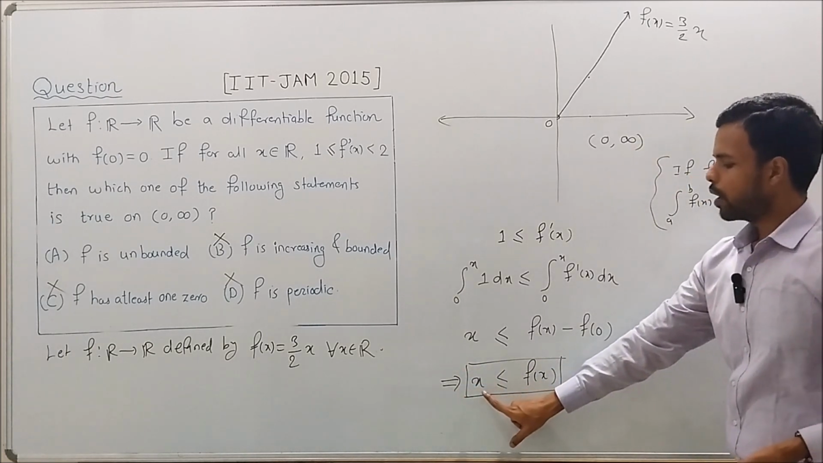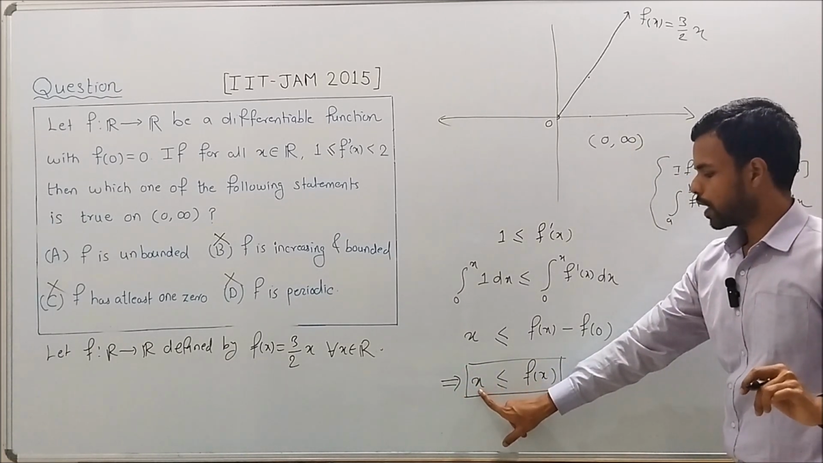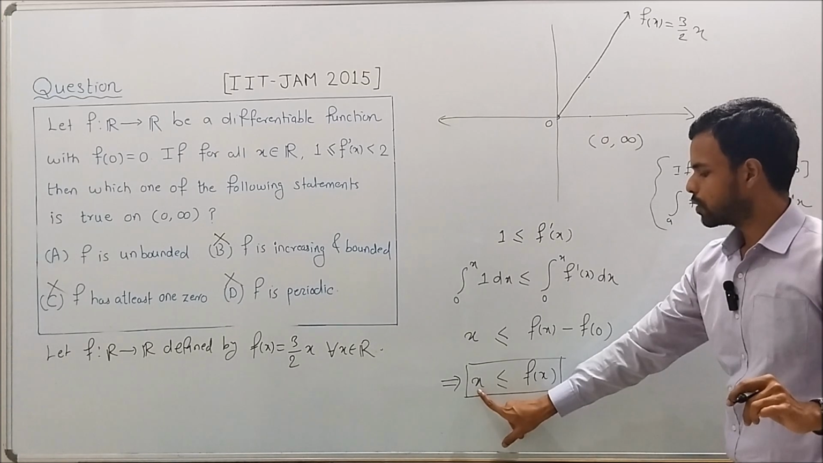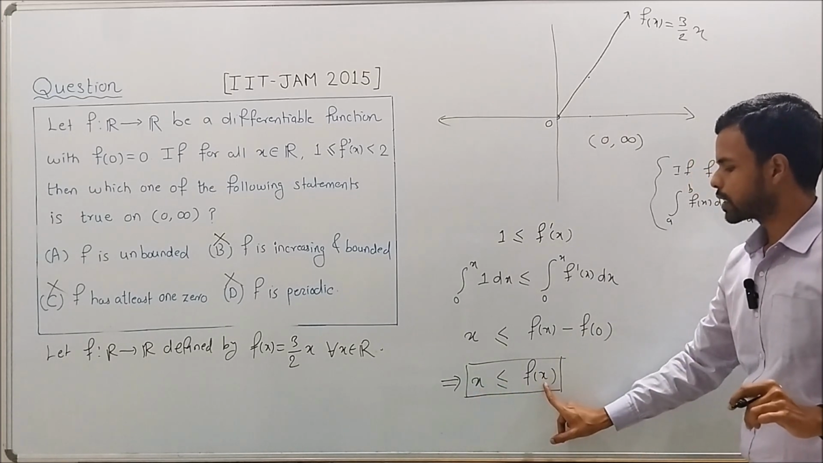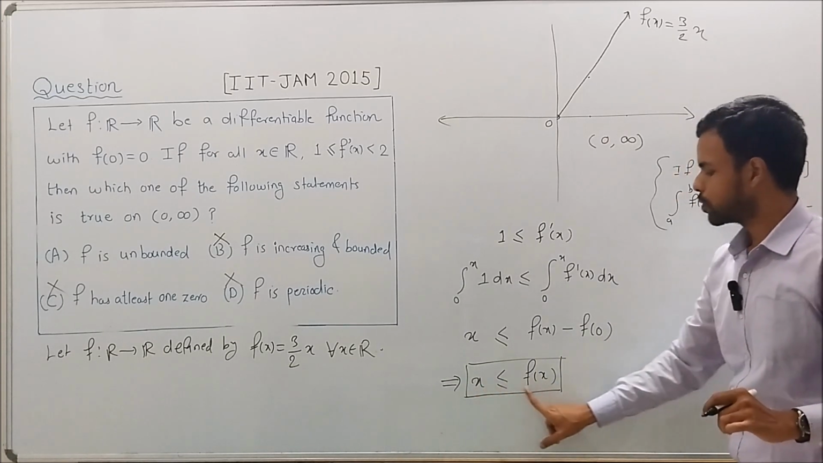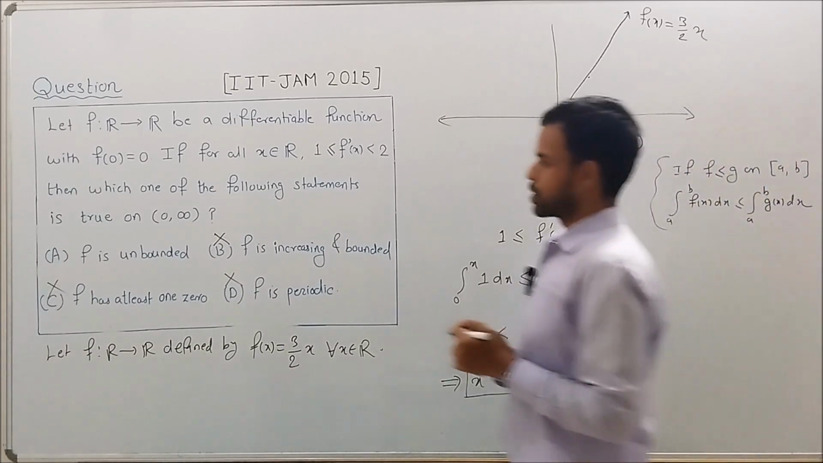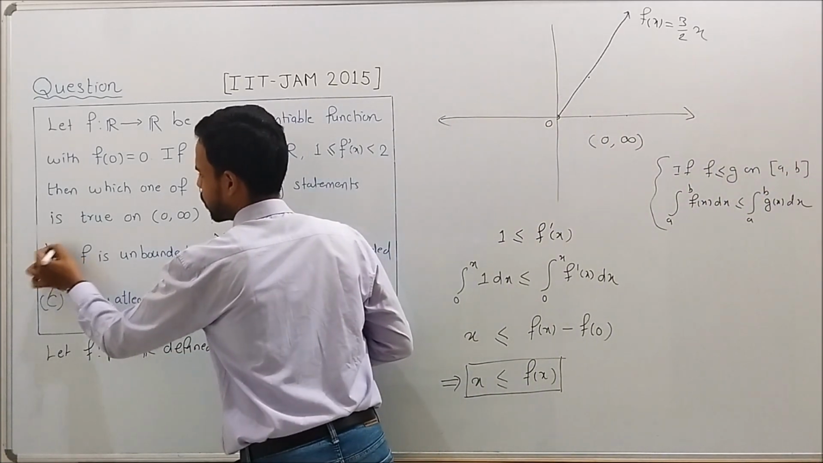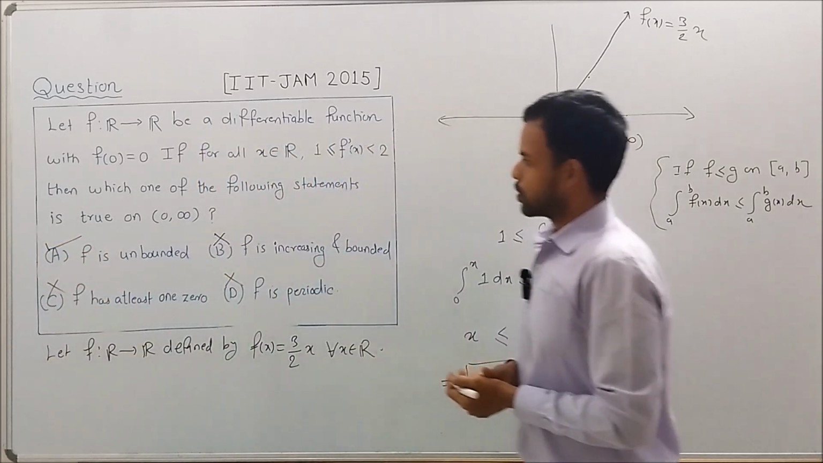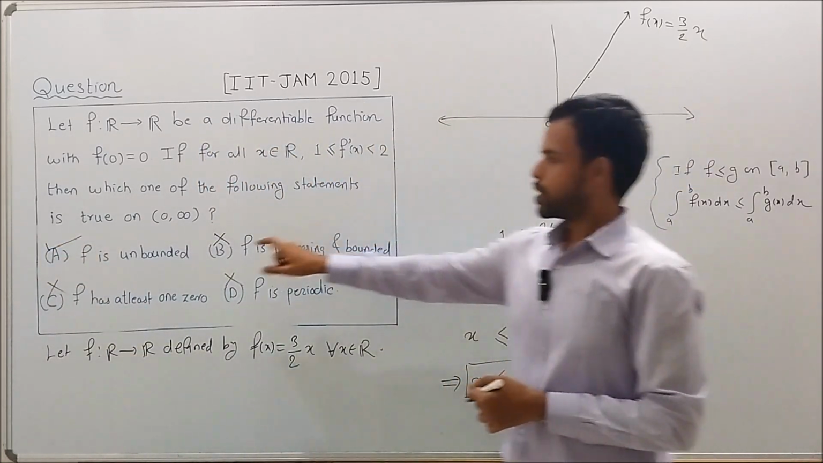So for the unbounded function g of x equals x, we have g of x equals x less than or equal to f of x. As g is an unbounded function, f of x is also an unbounded function. Option A is true. So the answer to this question is option A.